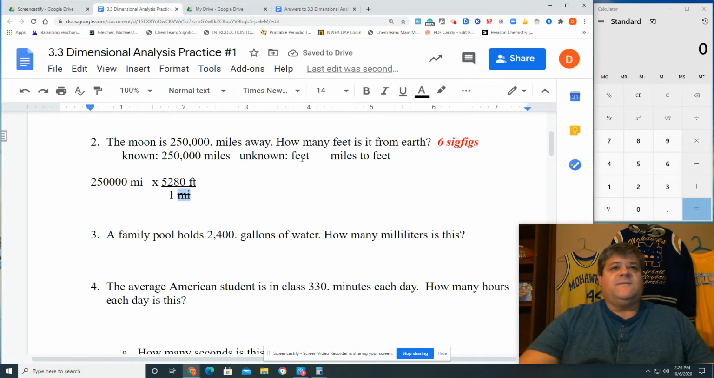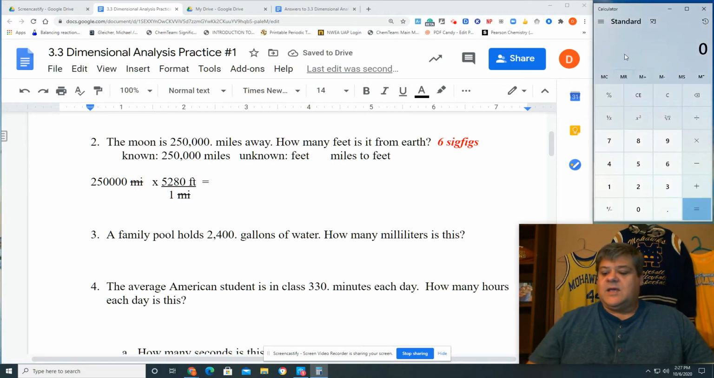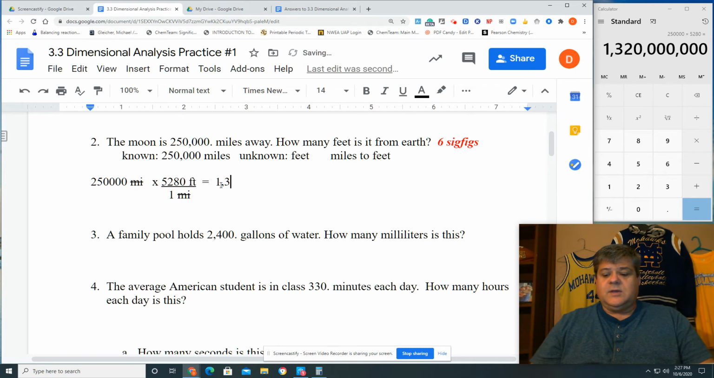Now the question says how many feet? We're left with feet, so I think we can go ahead and solve that problem. We'll get over here to the calculator, and we'll say that we have 250,000, and we're going to multiply that by 5,280, and that's going to equal this really large number. So we're going to put that number in here: 1,320,000,000. Excuse me, let's go back. Put a comma there, and another comma. Now that's the right answer, right? And that's going to be in feet.